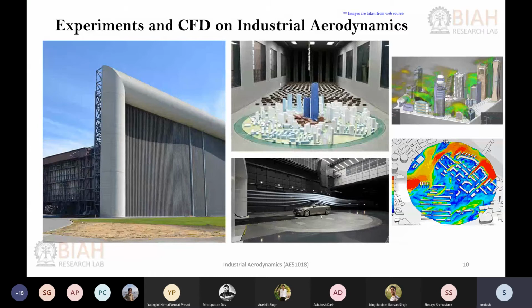So we'll be discussing wind tunnels, which you might have already learned in your lab course or in other courses. I will give you a general overview about the wind tunnel and what kind of experiments are generally done in industrial or building settings and vehicle aerodynamics.